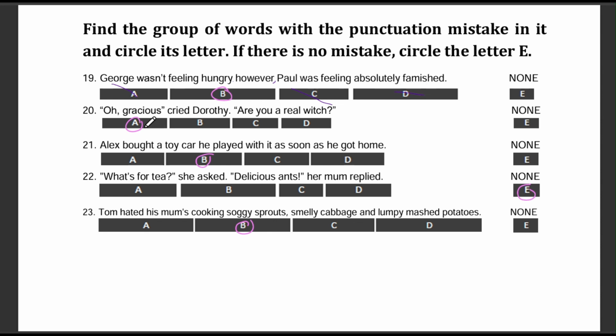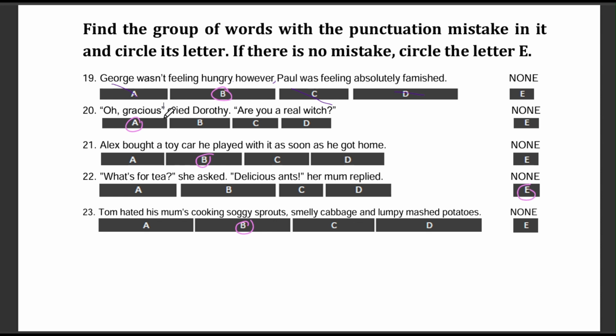Question 20. Find the group of words with the punctuation mistake. "Oh, gracious," cried Dorothy. "Are you a real witch?" Options: A, "Oh, gracious," cried Dorothy. B, "Are you a real witch?" C, none. D, no punctuation mistake. E, blank. Correct answer: A, "Oh, gracious," cried Dorothy.